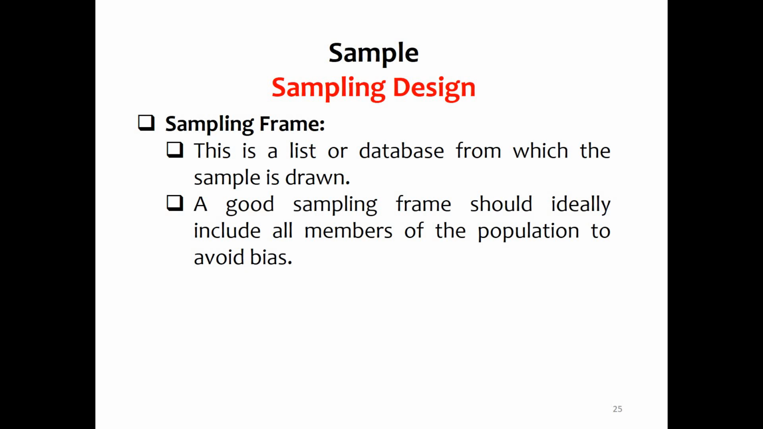Secondly, you have to think about the sampling frame. Sampling frame means the list or database you are going to draw your sample from. A good sampling frame ensures that all members of the population are considered. It is to avoid bias.